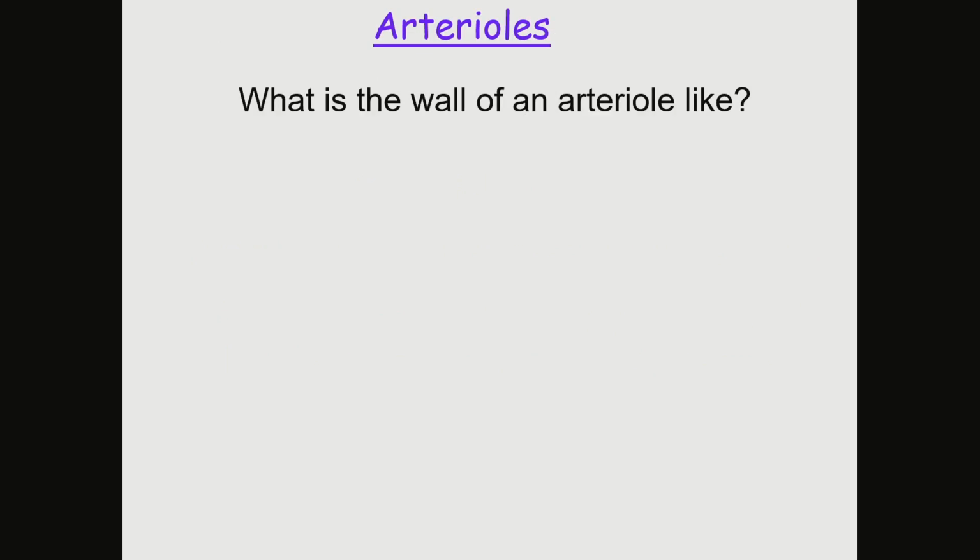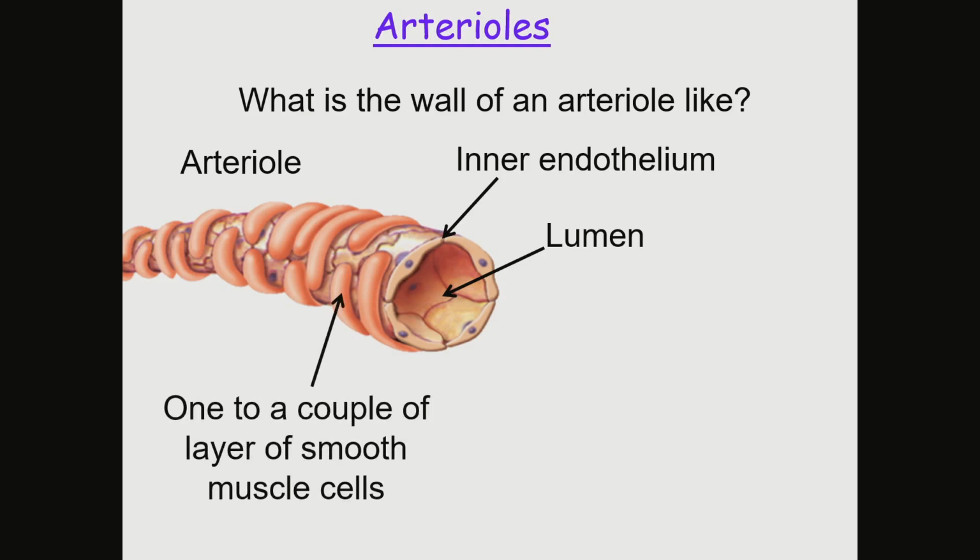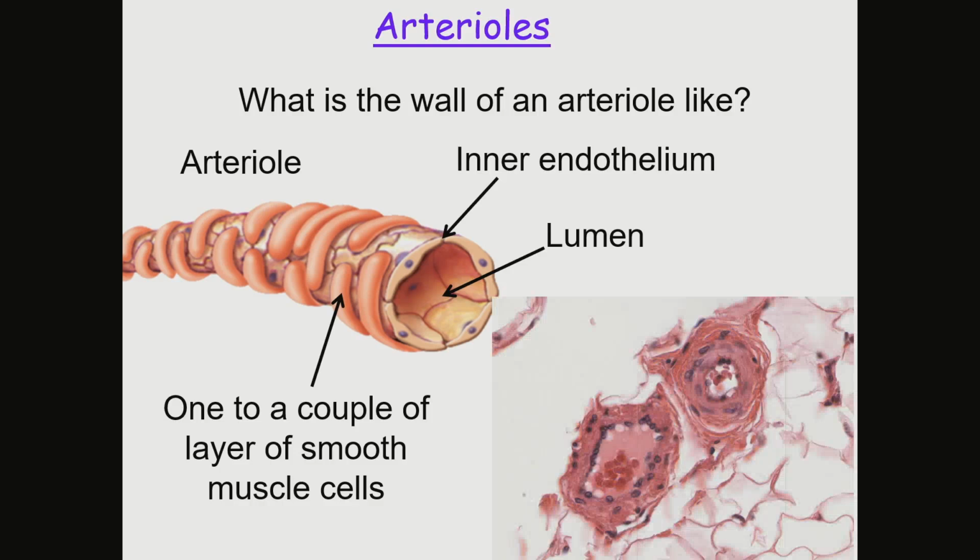Now, arterioles. Thinking about the wall of an arteriole. Oh, think back to histology, right? Okay, so here's the arteriole. I might have used that picture, I don't know. Anyways, there's the lumen. Remember, all of our blood vessels are lined with a layer of endothelium. And here you have maybe a layer or two or three of smooth muscle around it.